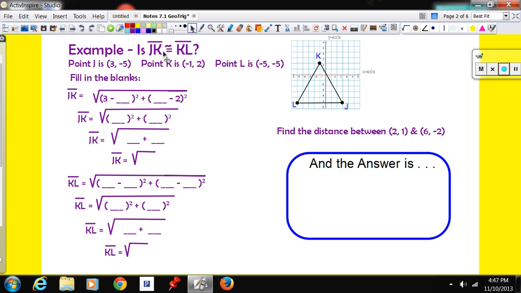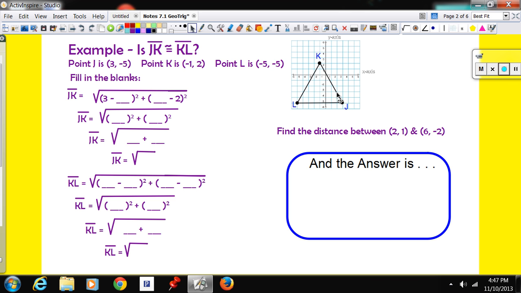Now, using the distance formula, we can find out if two segments are the same length. So is JK the same as KL? We could find the distance of each. Point J is (3, -5). Point K is (-1, 2). Point L is (-5, -5). We could use our distance formula.